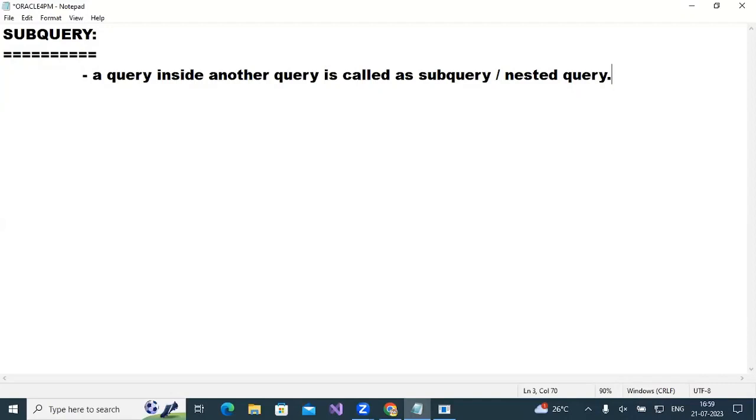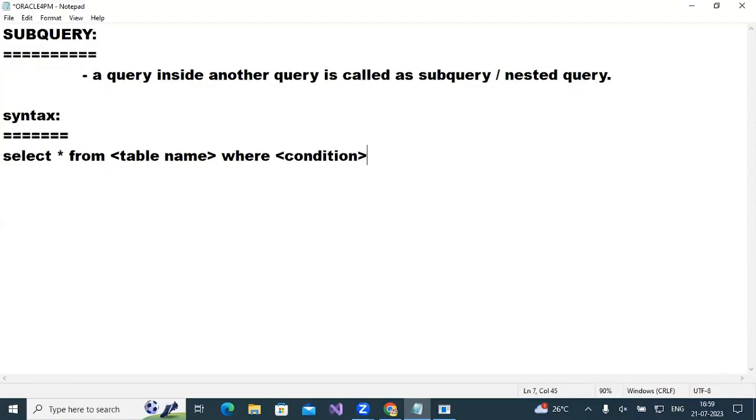So what is the syntax of a nested or subquery? Simply we can write select star from table name. If you have to give some conditions, you can give conditions also: where condition of select star from so and so, of select star from so and so. You can write a number of nested queries within the query statement. This is called a subquery.